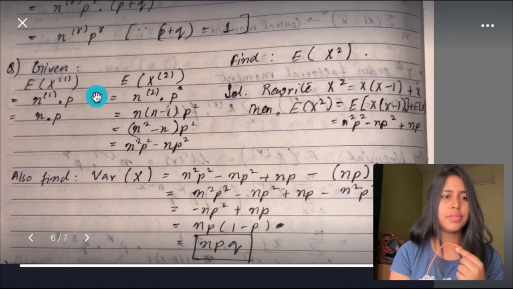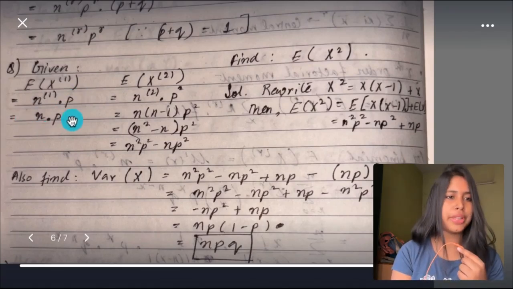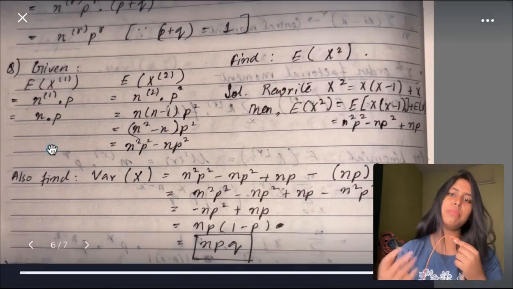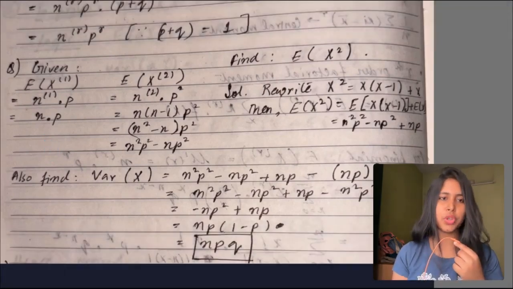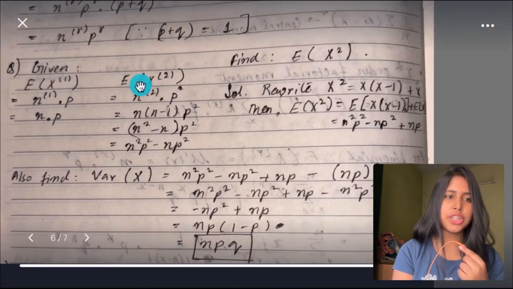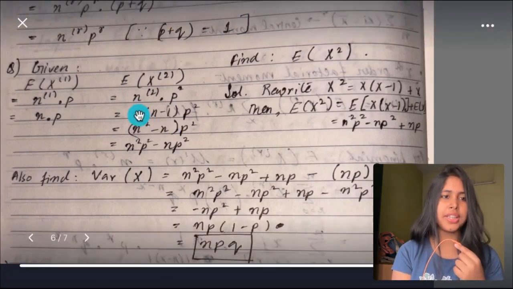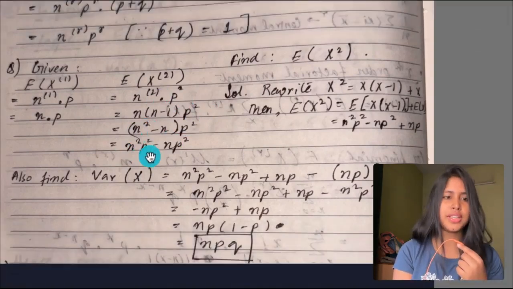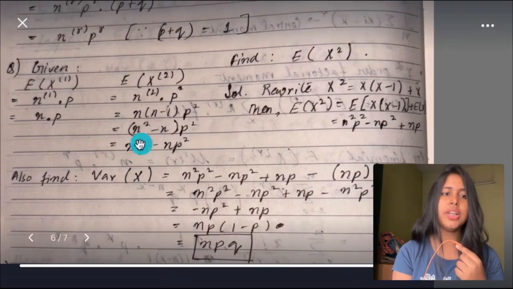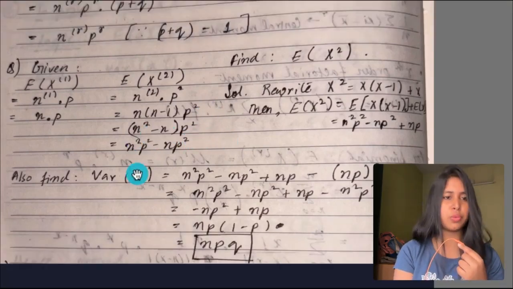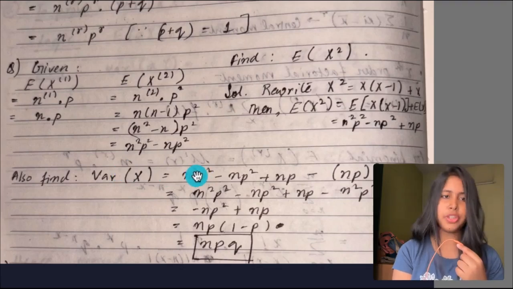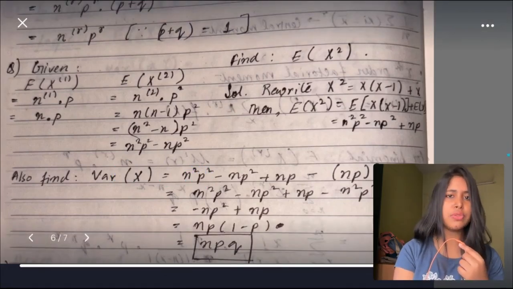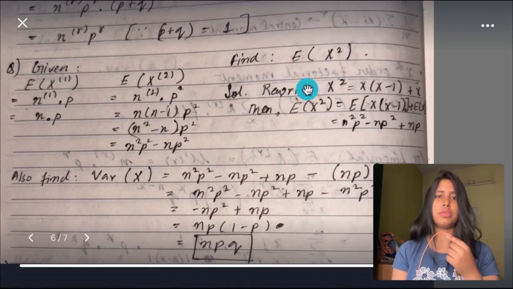See, n factorial 1 is what? n dot p, which is equal to np. So the mean of binomial will be np. Okay. Now see, what is the expectation of x factorial 2, which is basically n factorial 2 dot p square, right? From the formula here, n factorial 2 dot p square equals n into n minus 1 into p square, which is n square minus n dot p square. And if you simplify it further, we get n square p square minus np square.